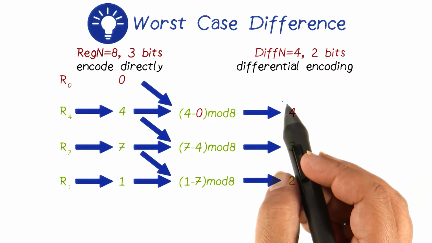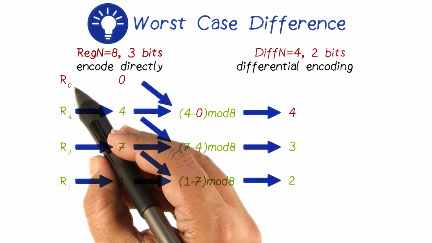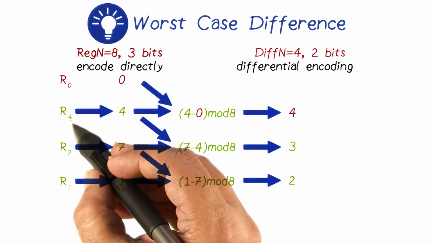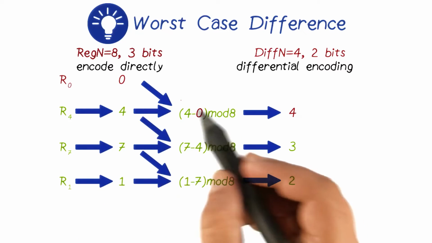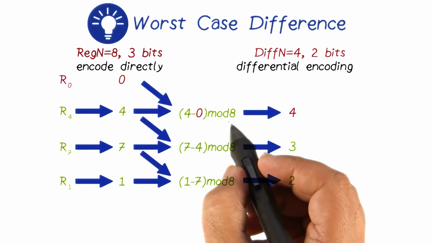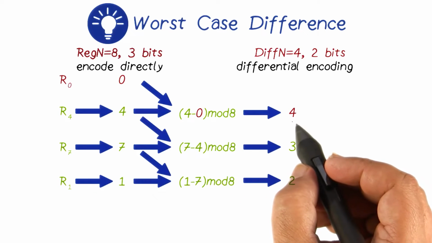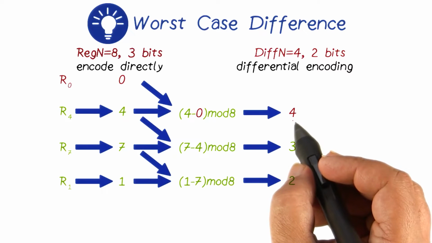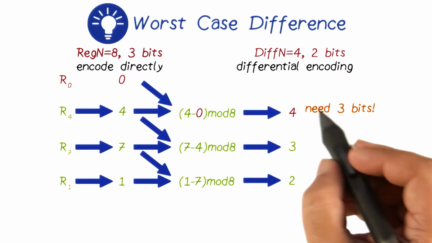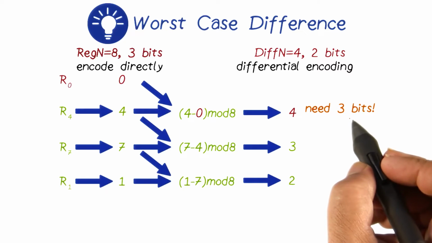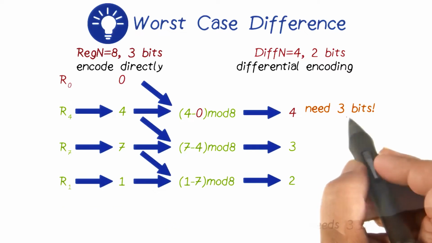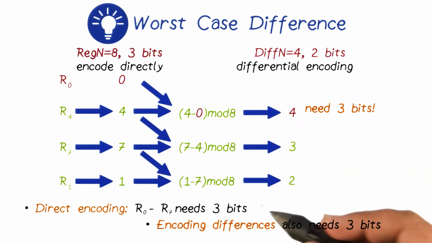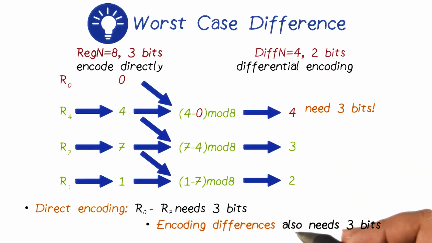So now let's change this example, and if the first access happens to be R0 and the second happens to be R4, let us compute these differences now. That will be 4 minus 0 modulo 8, and the difference will happen to be 4. Now 4 cannot be encoded by using only 2 bits. You can see that 4 will need 3 bits, and therefore certain differences cannot be encoded now by just using 2 bits. So direct encoding needs 3 bits, and differential encoding in this particular example also needs 3 bits. So where is the advantage?